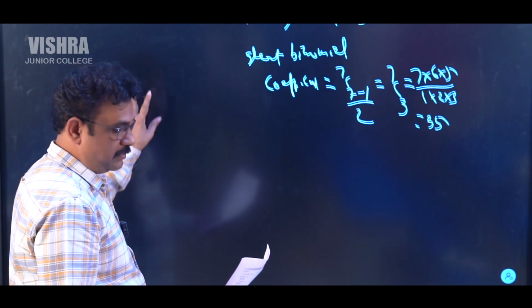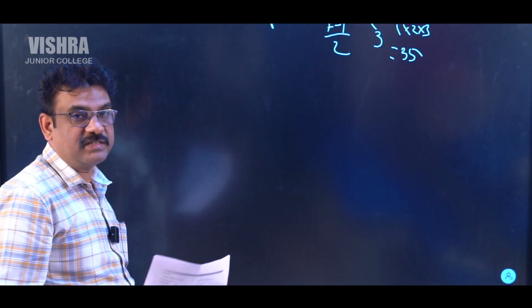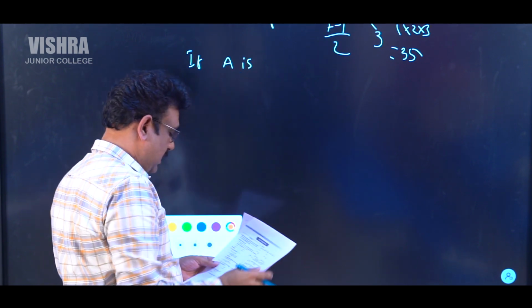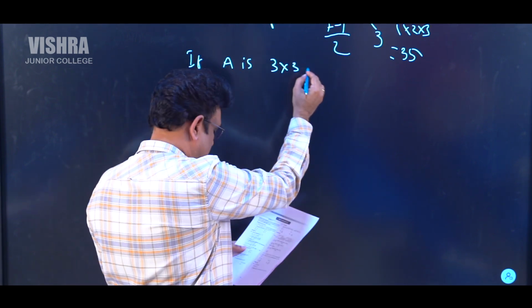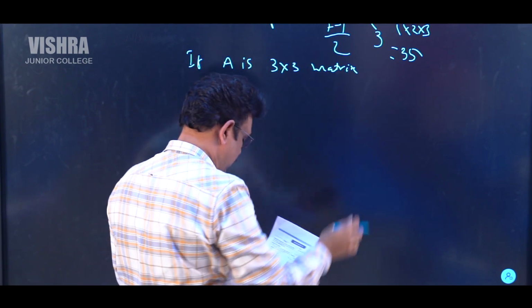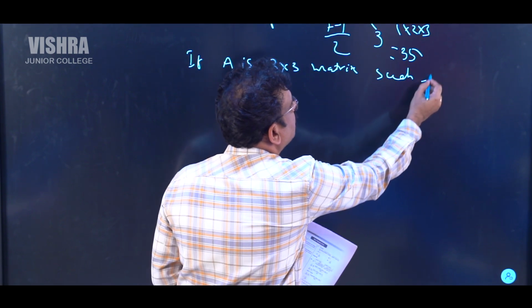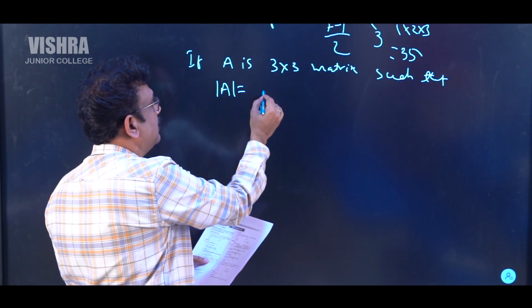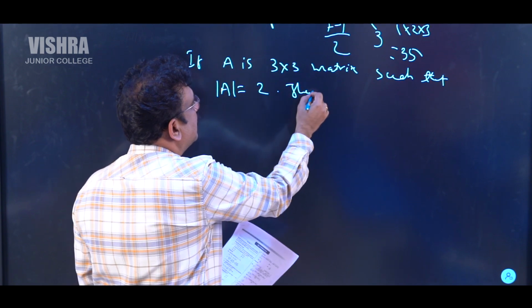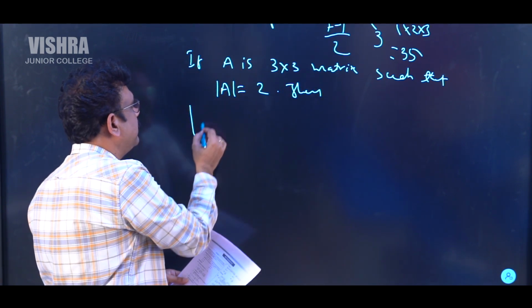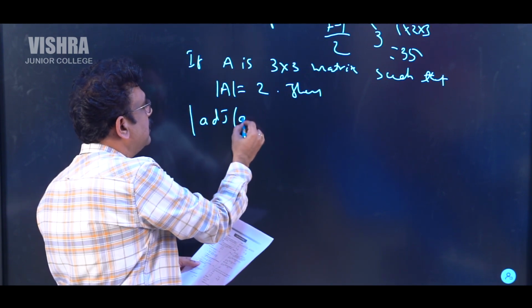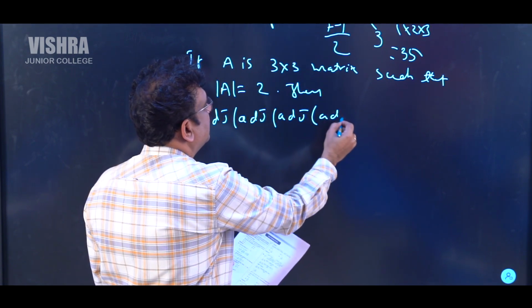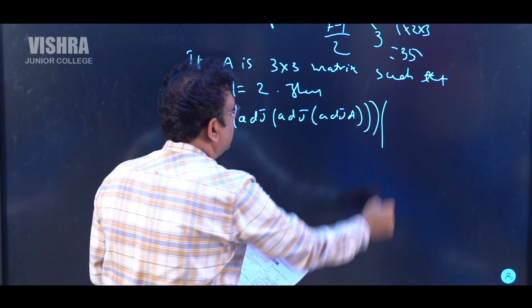Next problem, based on determinants. If A is a 3 by 3 matrix such that det A is equal to 2, then find the determinant of adjoint of adjoint of adjoint of adjoint A.